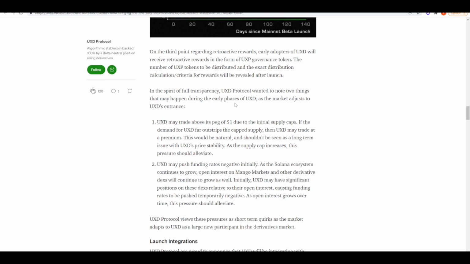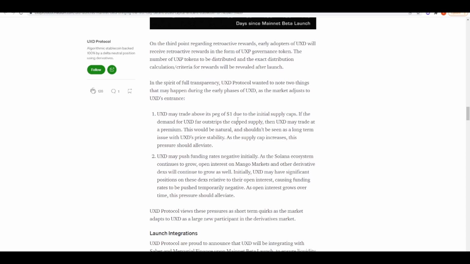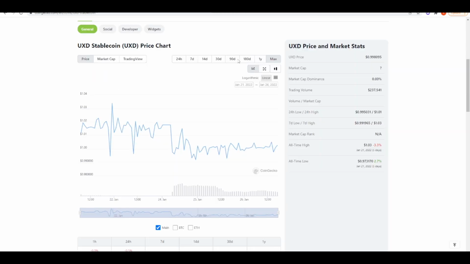So another thing to note about UXD, they say here UXD protocol wanted to note two things that may happen during the early phases of UXD as the market adjusts to UXD's entrance. So UXD may trade above its peg of $1 due to initial supply caps. If the demand for UXD far outstrips the capped supply, then UXD may trade at a premium. This would be natural and shouldn't be seen as long-term issues with UXD's price stability. As the supply cap increases, this pressure should alleviate.